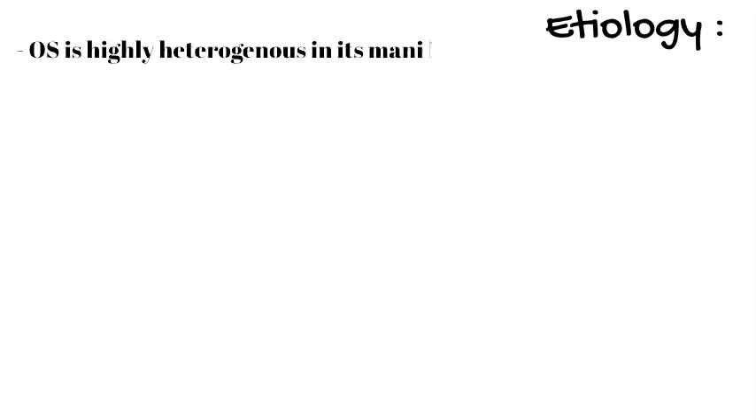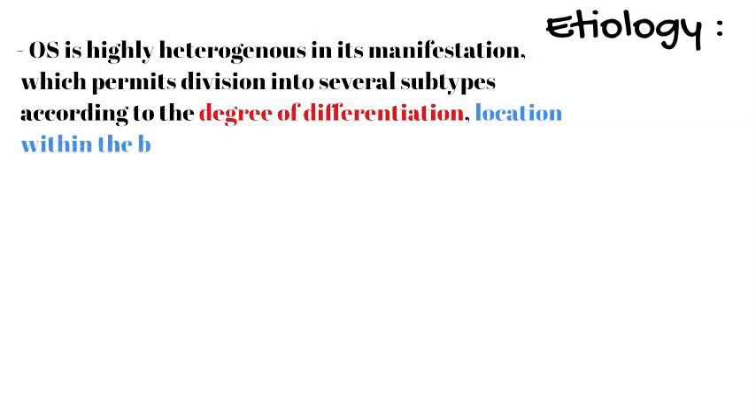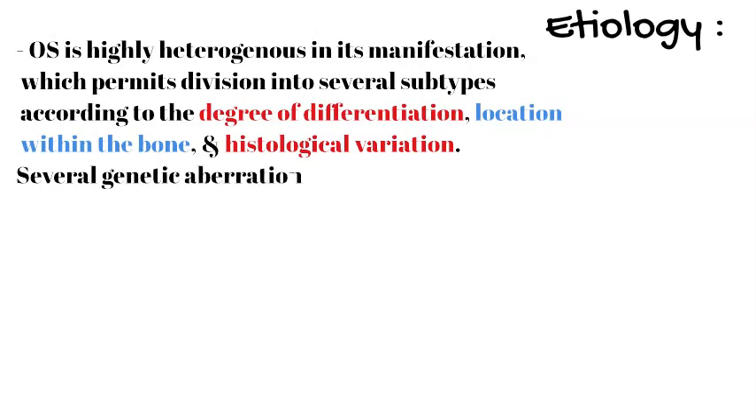Etiology. Osteosarcoma is highly heterogeneous in its manifestation, which permits division into several subtypes according to the degree of differentiation, location within the bone, and histological variation. Several genetic aberrations occur in cases of primary osteosarcoma.